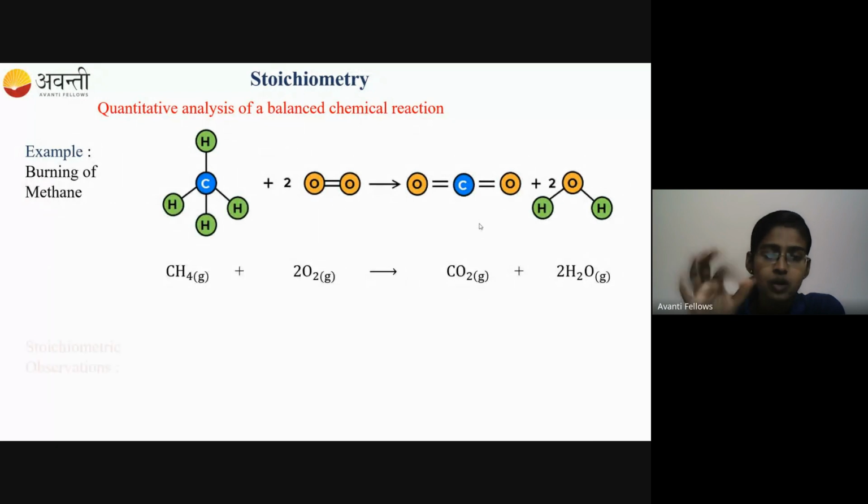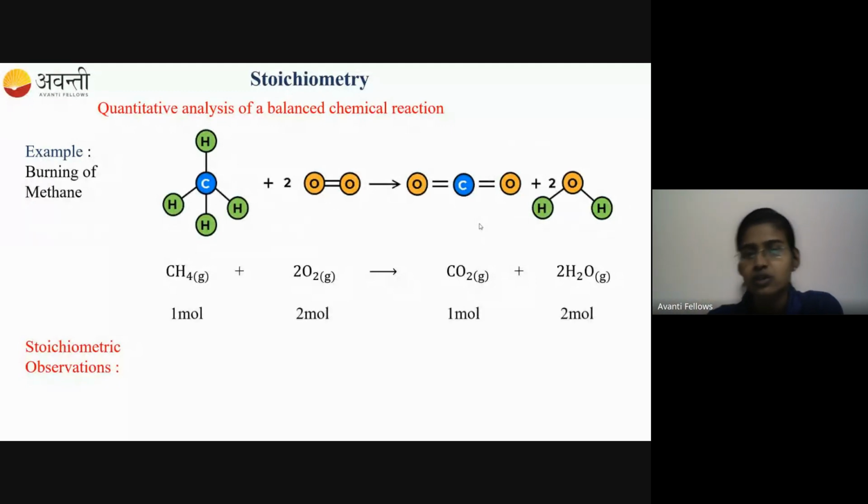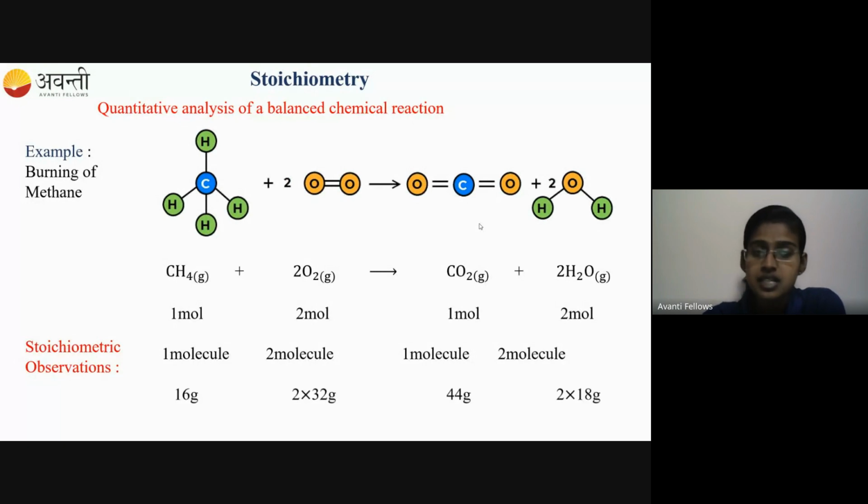Now, the stoichiometric observations of this reaction say that 1 mole of methane is reacting with 2 moles of oxygen to give 1 mole of carbon dioxide and 2 moles of water. In terms of molecules, I have to say that 1 molecule of methane reacts with 2 molecules of oxygen to give 1 molecule of carbon dioxide and 2 molecules of water. In terms of gram, 16 gram of methane would react with 64 gram of oxygen to give 44 gram of carbon dioxide and 2 into 18 gram of water.